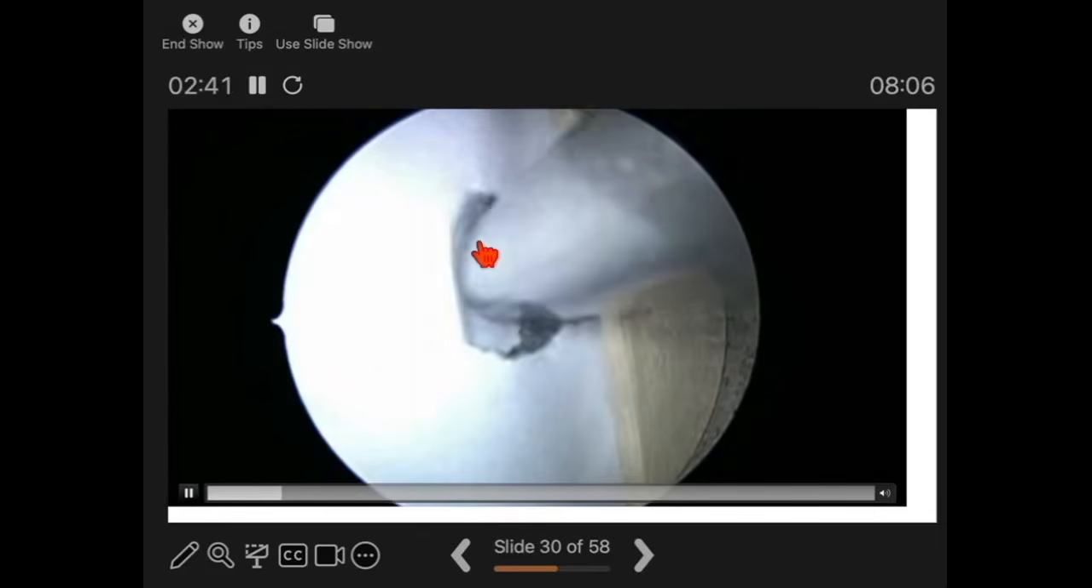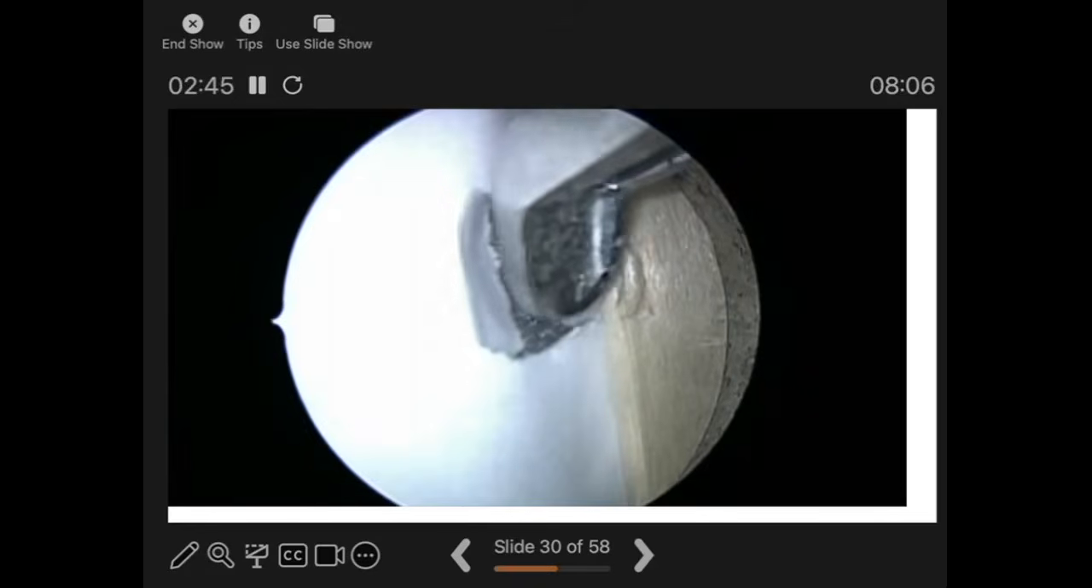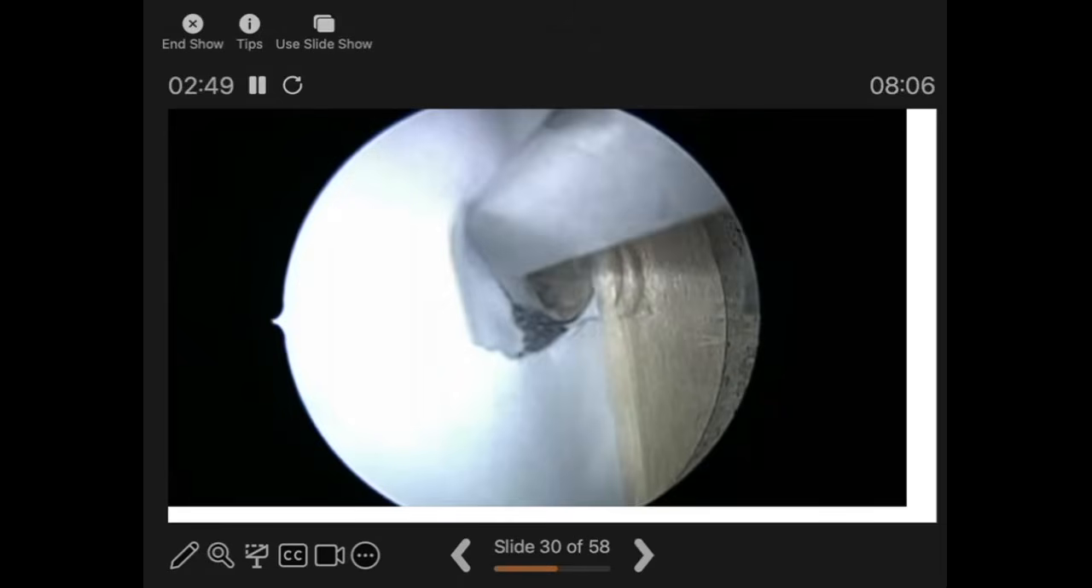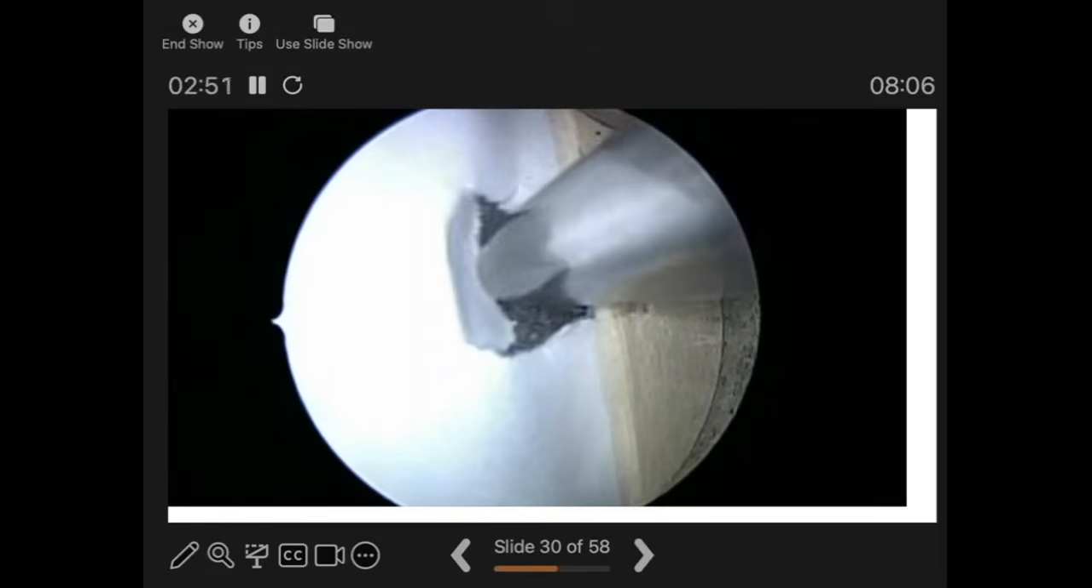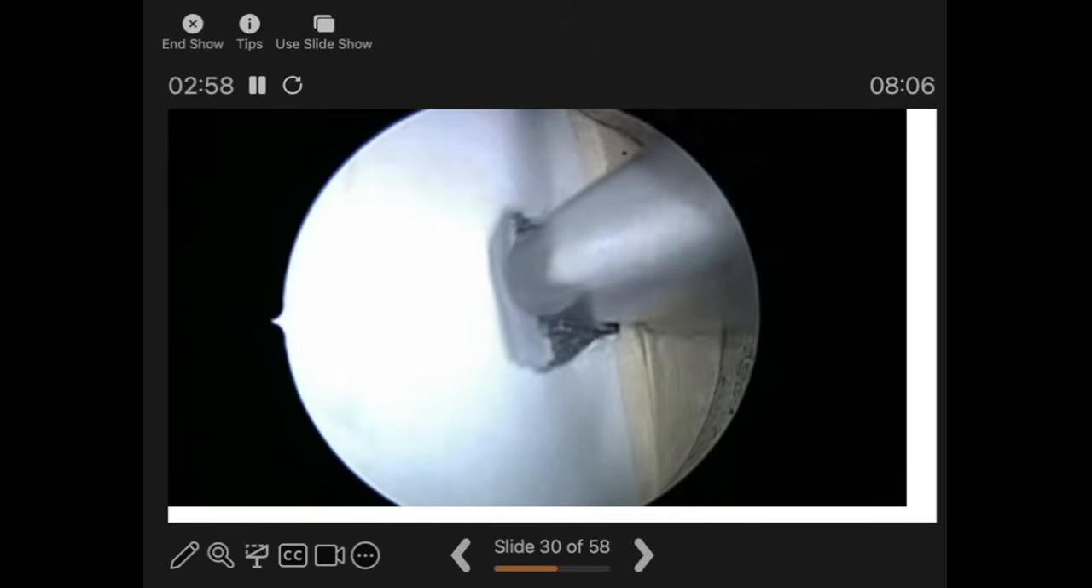Now, a straight arrangement does not allow visualization of the cutting edge, whereas triangular arrangement allows visualization of the cutting end and the undersurface of the lamina, avoiding dural tear.